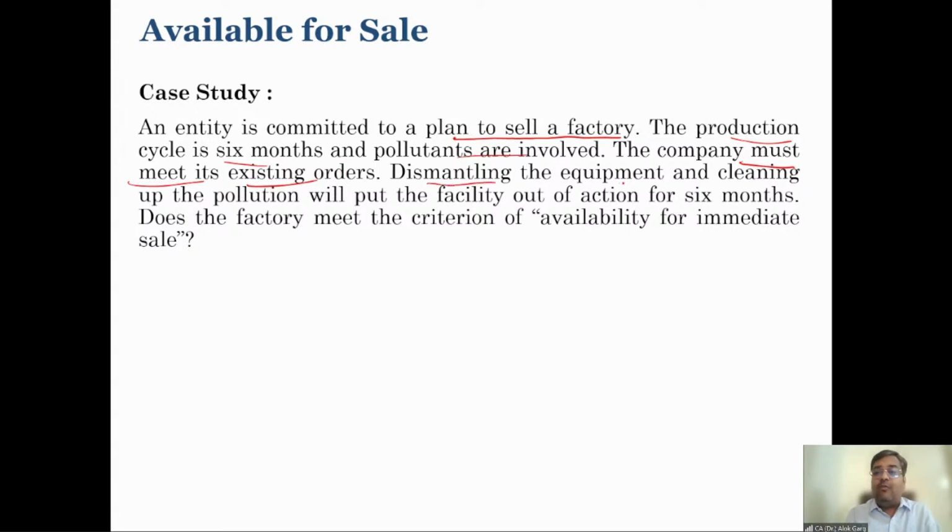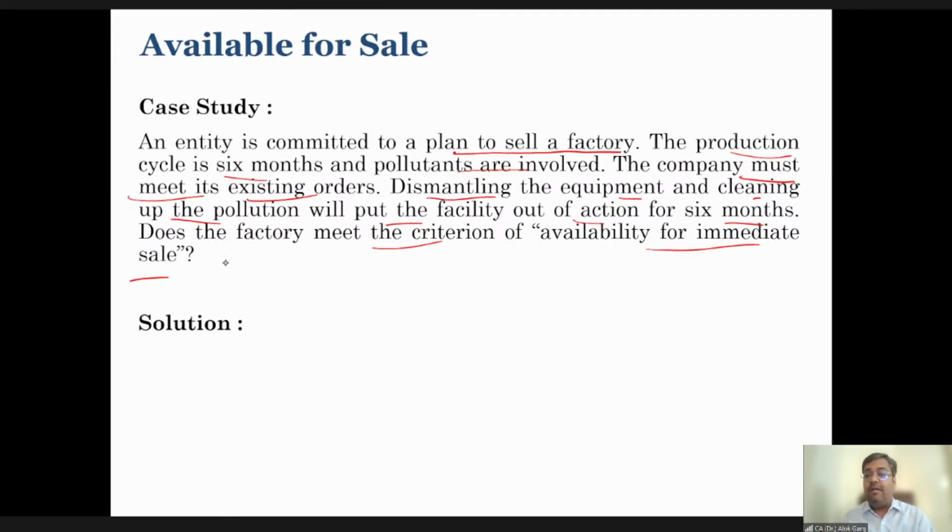Then dismantling the equipment and cleaning up the pollution will put the facility out of action for another 6 months. So once they complete the order, they will dismantle the equipment and clean up the pollution, which will also take 6 months. So does the factory meet the criteria of available for immediate sale in the present condition? Tell me whether it is meeting the criteria.